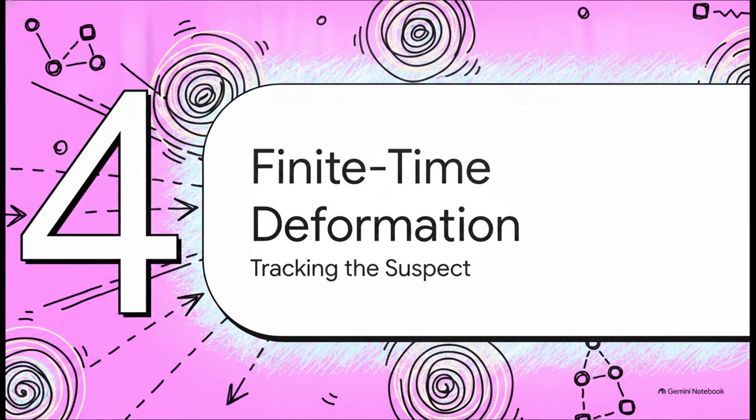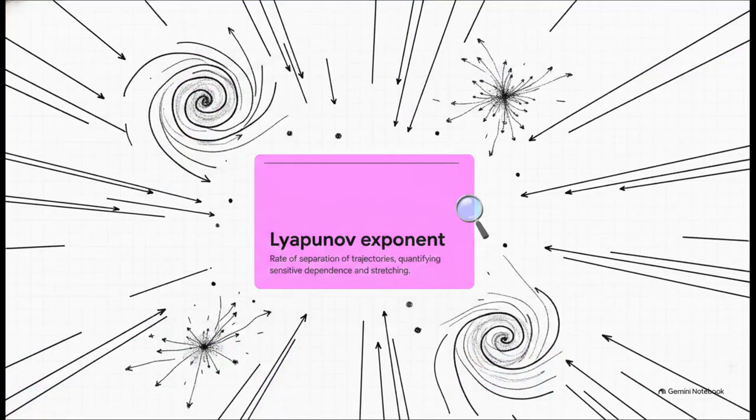Section 4. Finite time deformation rules, tracking the suspect. Now, I want you to keep this term in mind, the Lyapunov exponent. It's the rate of separation of infinitesimally close trajectories, used to quantify sensitive dependence and stretching in a dynamical system. This mathematical concept is the absolute key to understanding how tiny, seemingly insignificant perturbations explode into massive uncertainties. Basically, if you have a positive Lyapunov exponent, you've got that signature chaotic stretching.